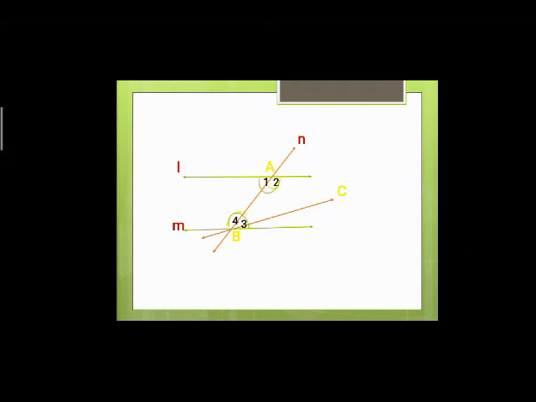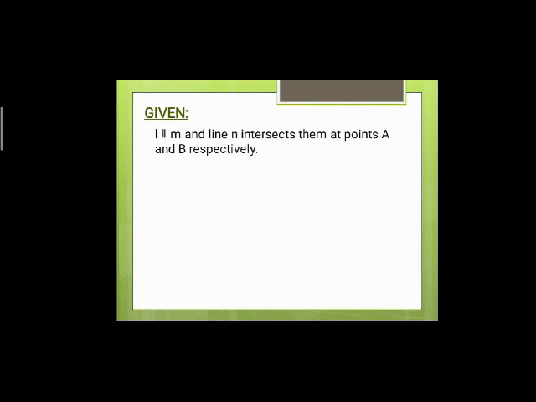So here we have 4 different angles, and we have to prove that the vertical opposite angles are equal, meaning angle 1 is equal to angle 3 and angle 2 is equal to angle 4. That's the thing that we want to prove. So what's given already? Line L is parallel to line M, and line N intersects them at point A and point B respectively, that we already discussed. And what do we want to prove? We prove that angle 1 is congruent to angle 3 and angle 2 is congruent to angle 4. So hopefully you all understand.